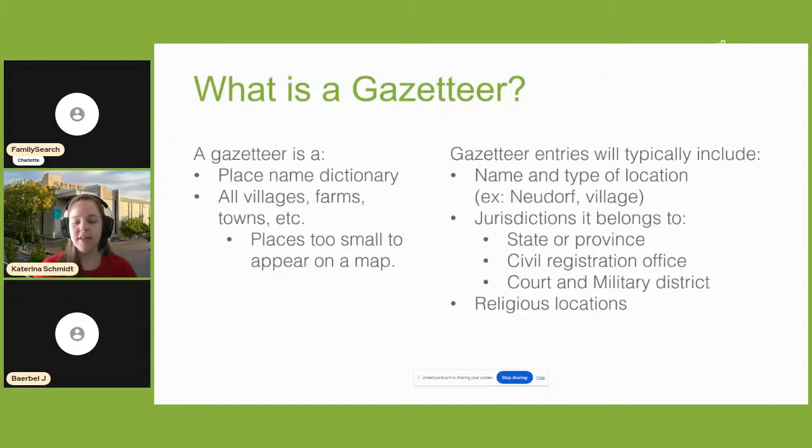While all gazetteers are different and the information they contain will vary, for many gazetteers, each entry can typically include the name and type of a location, such as a village or a city. It'll also tell you the jurisdictions that it belongs to, which importantly will tell you where to find certain record types, like civil registration or military records. And it may give you information about where the nearest churches are located, which again can be helpful for finding those religious records.